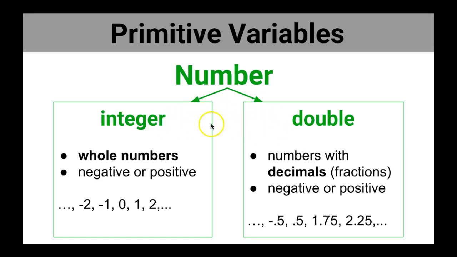So the difference between these two, an integer is a whole number. It can be negative or it can be positive. So if you think of the number line, anything on that number line you can use as long as it's not a fractional value. Once you have a fractional value, you're going to move over to a double. And so those are numbers with decimals in them or a fraction. So anything that's a fraction, you're going to use a double. And they can also be negative or positive. So there's an example down there of a number line.